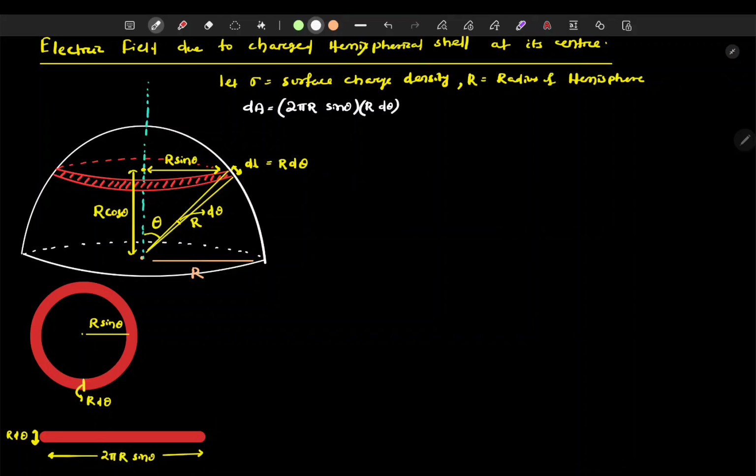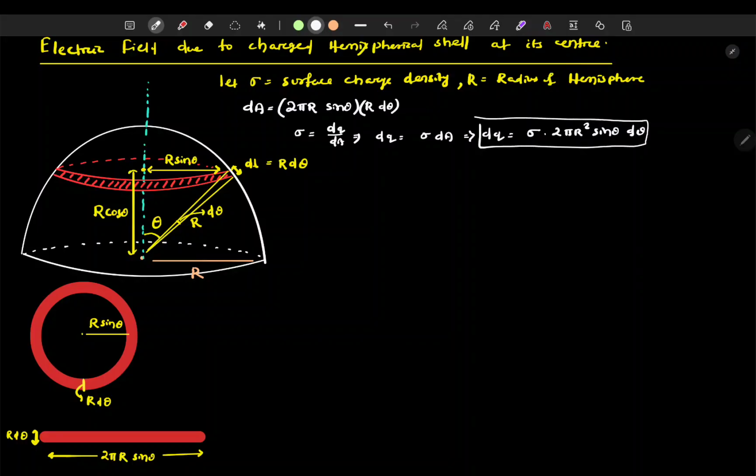Now, what is the value of dq? Sigma equals dq by dA, so dq will be equal to sigma into dA. So dq will be sigma into dA, which is 2 pi r square sin theta d theta. This will be the value of dq.